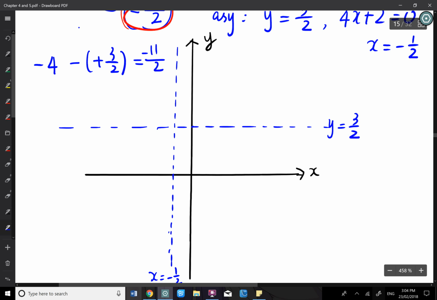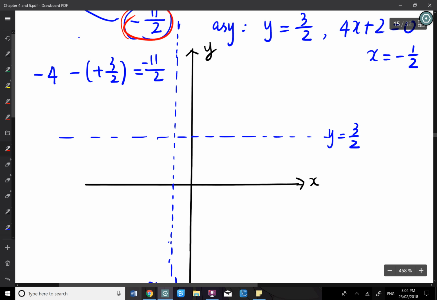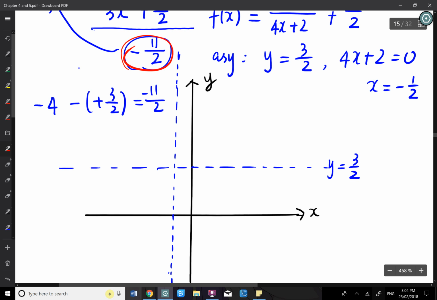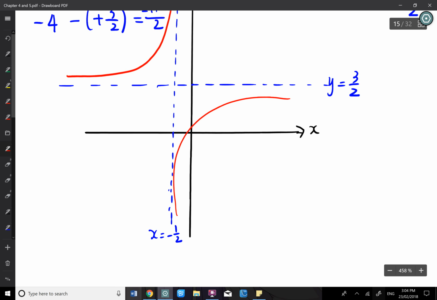Okay, positive graph or negative graph? Negative? Okay, we will have a negative graph. Therefore, we have a graph here and a graph here, roughly. Okay? I can see the x and y intercepts.